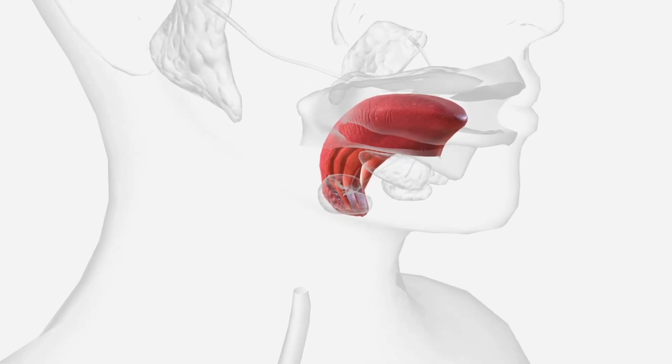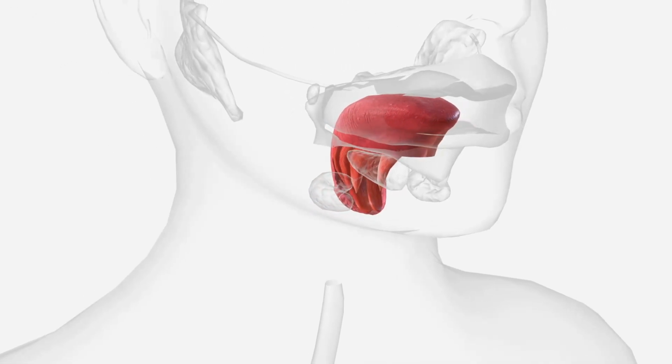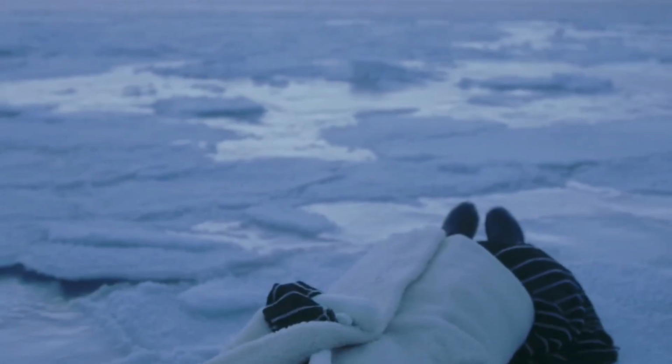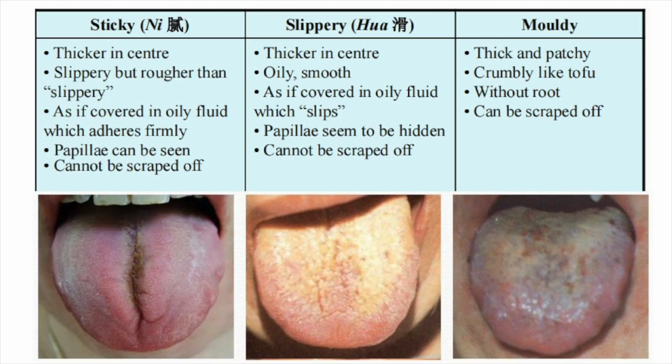A purple tongue is bluish purple, often with spots. This indicates blood stasis, which is poor circulation, fixed pains, and varicosities. Alternatively, if the tongue is bluish rather than true purple, it may indicate extreme cold.